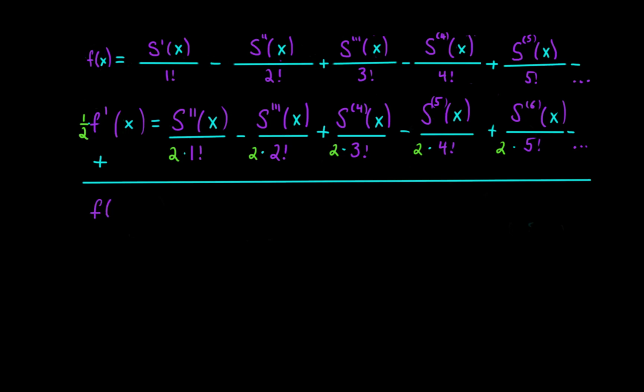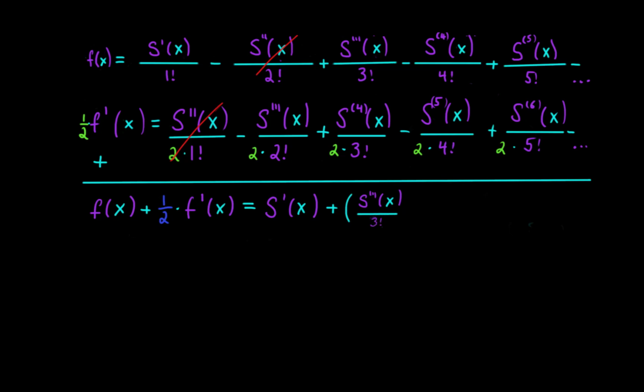So adding the terms on the left-hand side together, we get f of x plus 1/2 times f prime of x equals, now we'll add the right-hand terms together, s prime of x over 1 factorial. And then we'll see that the s double prime terms cancel. The minus s double prime of x over 2 factorial gets completely canceled out in the top equation by the plus s double prime of x over 2 times 1 factorial, which also just equals 2 factorial. So those two terms cancel.